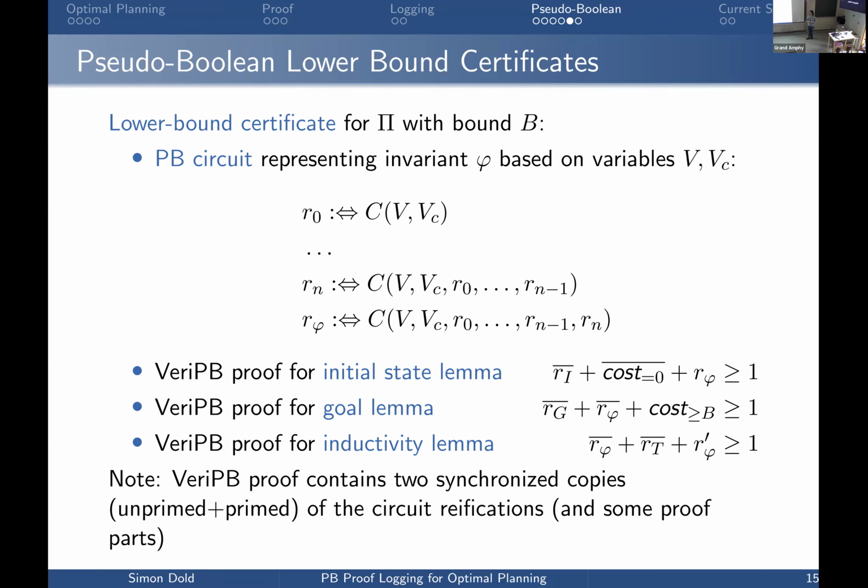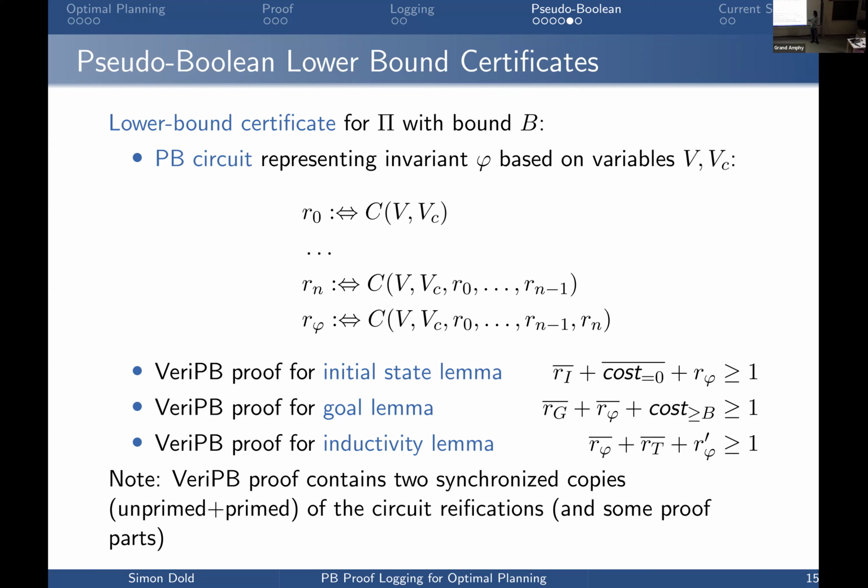And then that's the encoding of the planning task, but we also want the encoding of the invariant. And for that, we build up a pseudo-Boolean circuit based on the variables b and bc. And it is important that we are not using the primed version. This should be purely in the unprimed world.